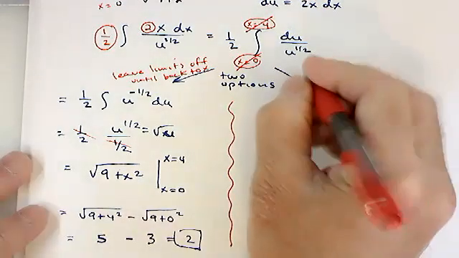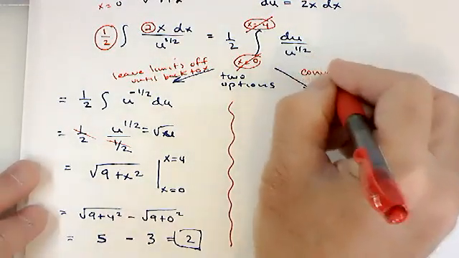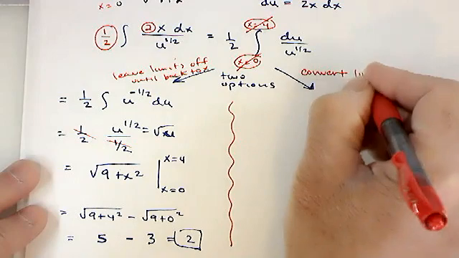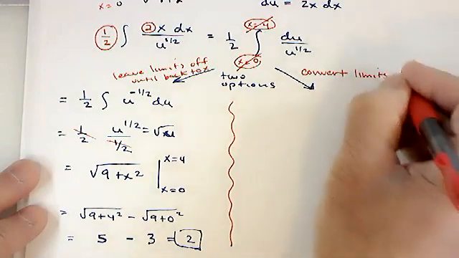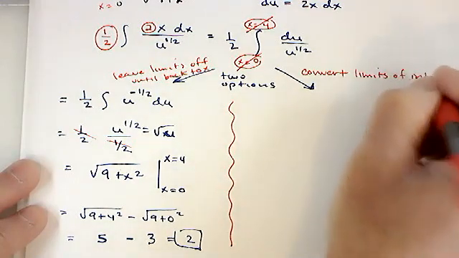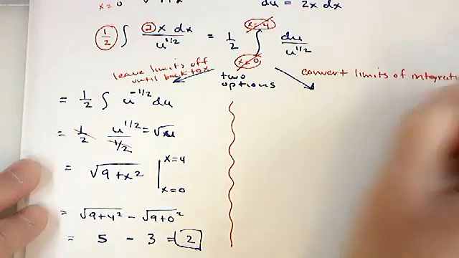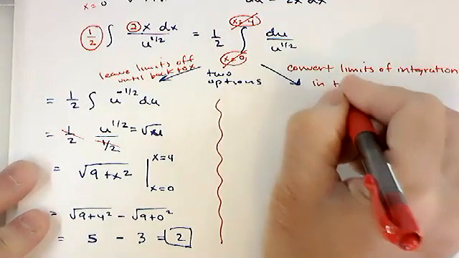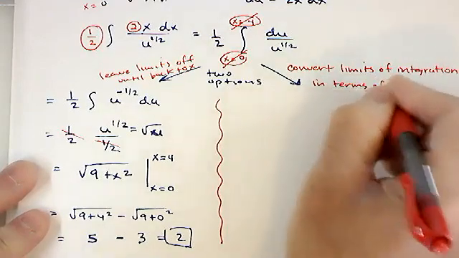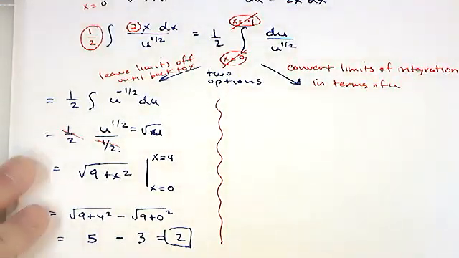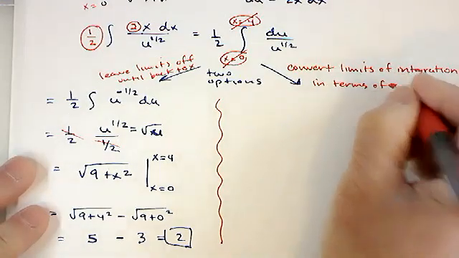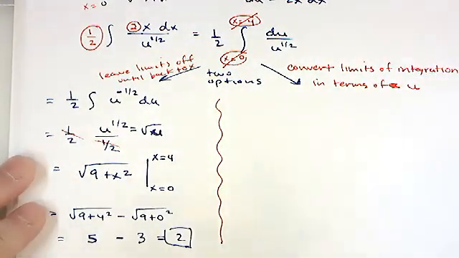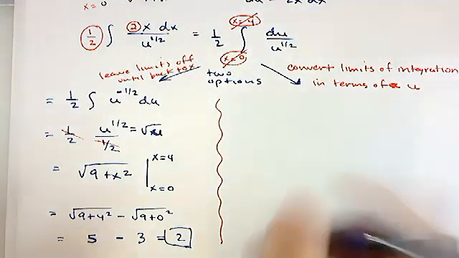But the other option is to convert my limits of integration. That's what those numbers are called, the 4 and the 0. Convert the limits of integration in terms of u. And it's not that hard to do.